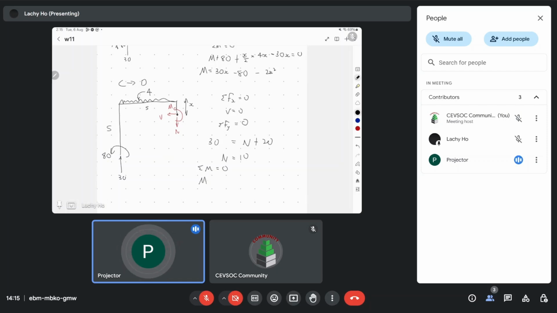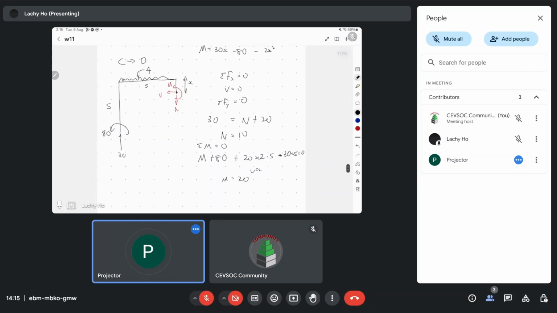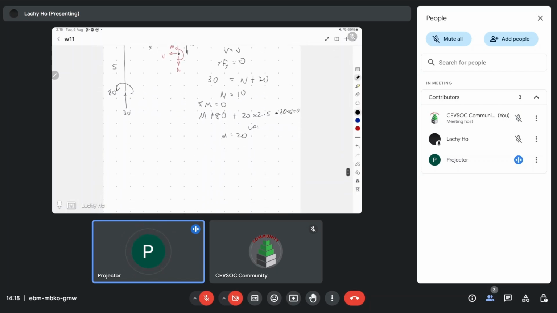Sum of the moments equals 0. We have M plus 80 plus this 20 times 2.5, minus this point here, which is the UDL, and then the reaction force as well, don't forget that one, that's 30 times 5. We're going to get some number. I think M is going to equal 20. And so now we're almost done. We'll do the last part, which is D to E.